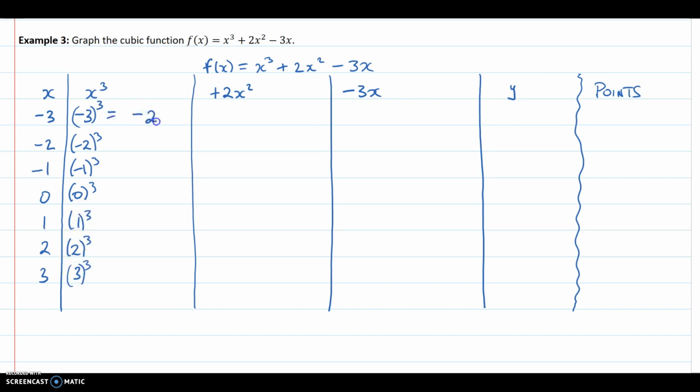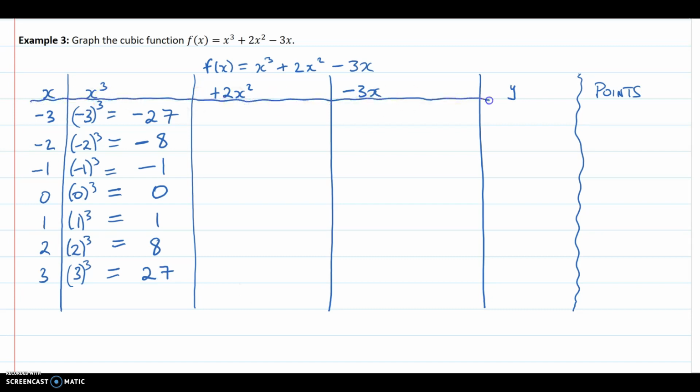That's going to be minus 27, minus 2 cubed is minus 8, I beg your pardon. Minus 8, minus 1, 0, 1, 8, and 27. Okay, 2x squared. We'll just put a line under this to indicate that this is the title line.